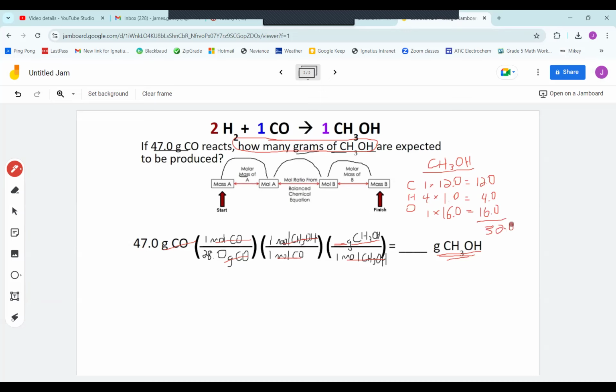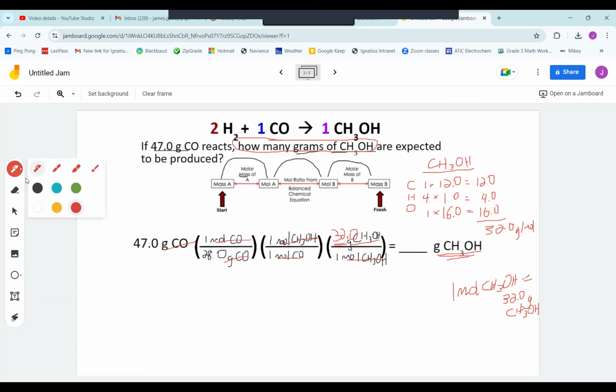grams per mole. So for every 32 grams of CH3OH, we would have 1 mole of it. Sometimes it's even helpful to write that out. I think 1 mole of CH3OH is equal to 32 grams. So if we look at that third conversion factor, the missing piece of information, the number that we need, is 32.0.